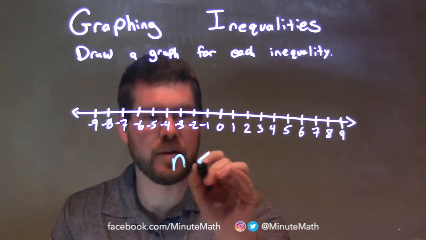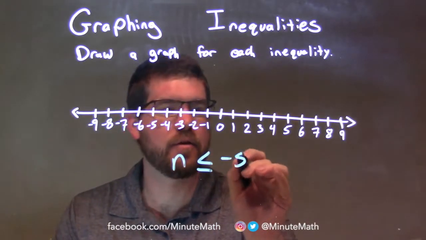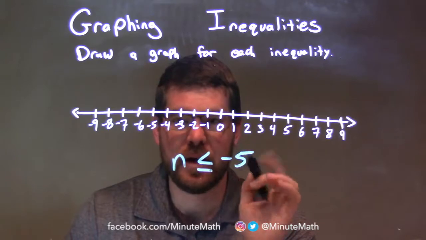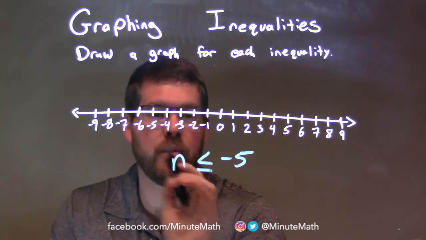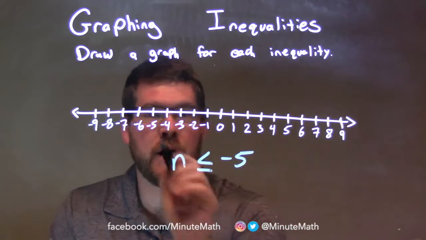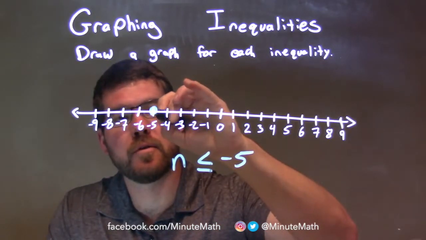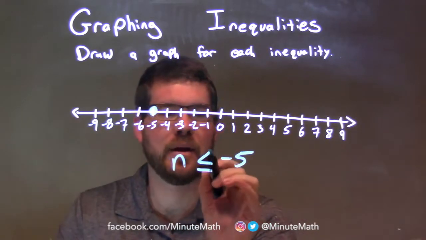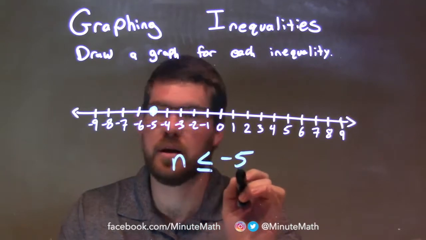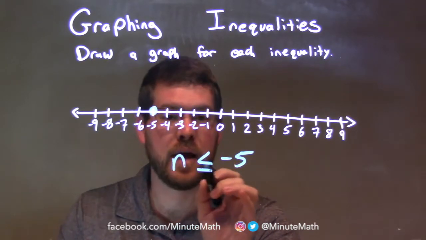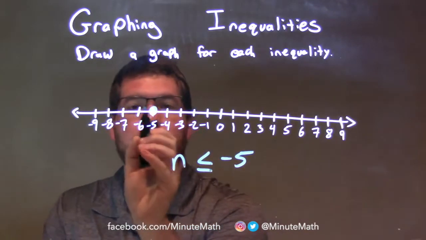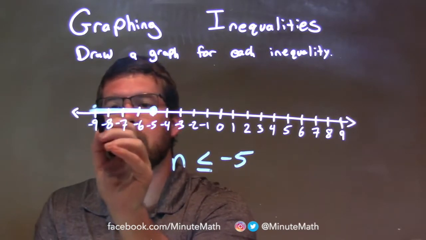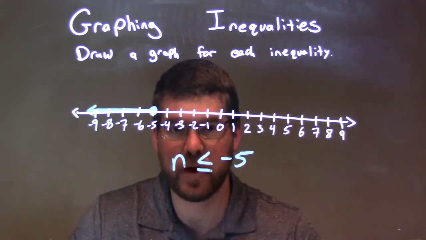N is less than or equal to negative 5. Okay. So the key thing I'm looking at here is that negative 5. Negative 5 is right here on that number line. So if we say n can equal negative 5, at that moment I'm going to put a closed circle right there at negative 5. Then they tell us the other aspect here is the less than sign. N is less than negative 5. So since n is less than negative 5, I'm going to shade to the left. So I shade to the left, down is more negative. And there we have it. We have our graph. Okay?